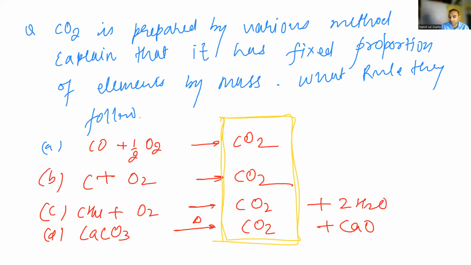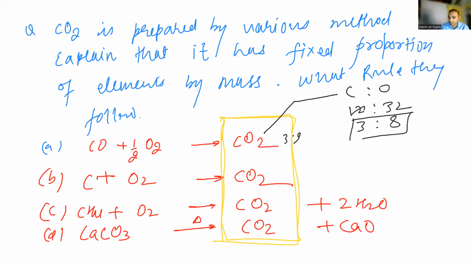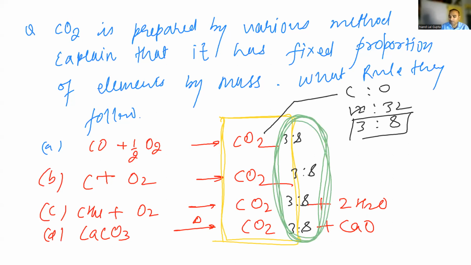Because in each, C ratio O, 12 ratio how much? 32. 12 ratio 32 means 4 3s are 12, 3 ratio 8. So here it is 3 ratio 8. This is also 3 ratio 8, this is also 3 ratio 8, and this is also 3 ratio 8. So this has a fixed ratio by mass. Yes or no? Since they have a fixed ratio by mass, they are following the law of definite proportion.